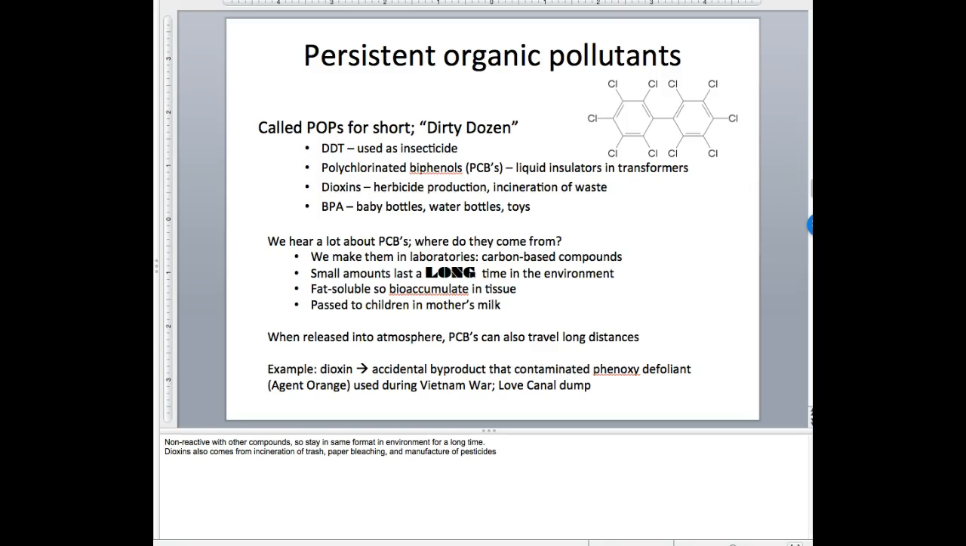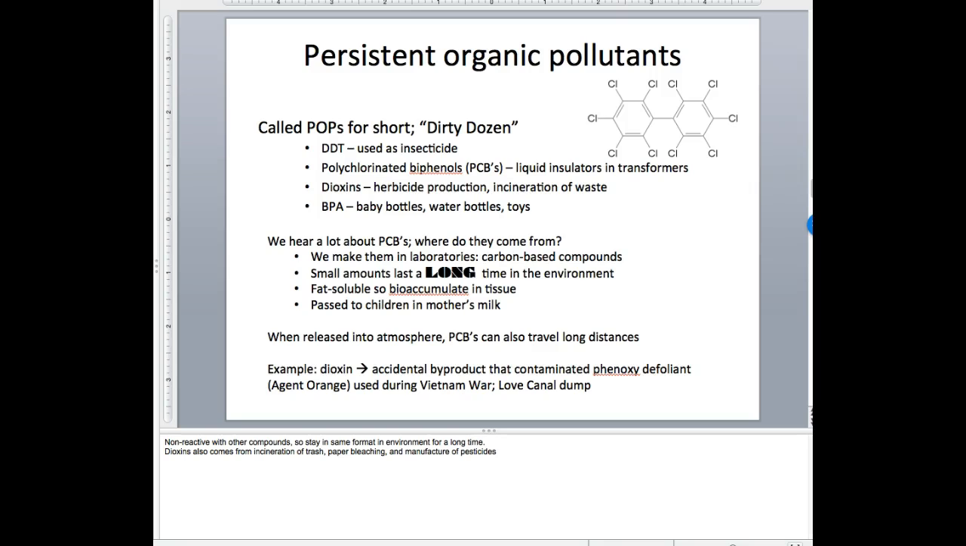When you hear that there's a waste incinerator in a community, one of the things that we would be concerned about in the smokestack exhaust would be dioxins. And then one of the big ones in this country right now is BPA, which we are trying to get out of our baby bottles or water bottles or toys, etc. PCBs are carbon-based compounds made in laboratories, and they were made in part because they're very, very stable. And small amounts last a long time in whatever application they're in, like the liquid insulator, but once released into the environment, they also last a very, very long time.